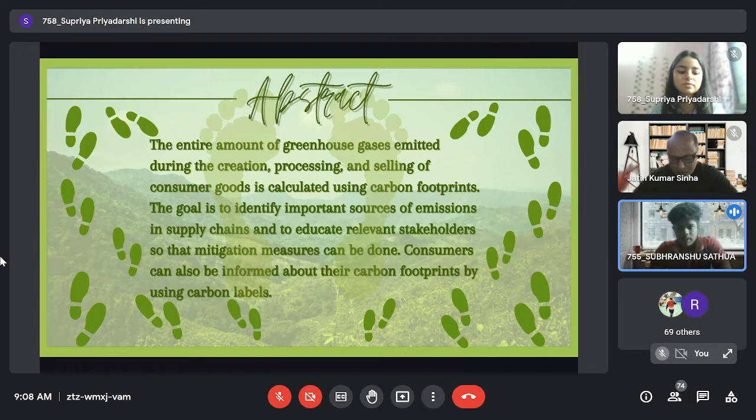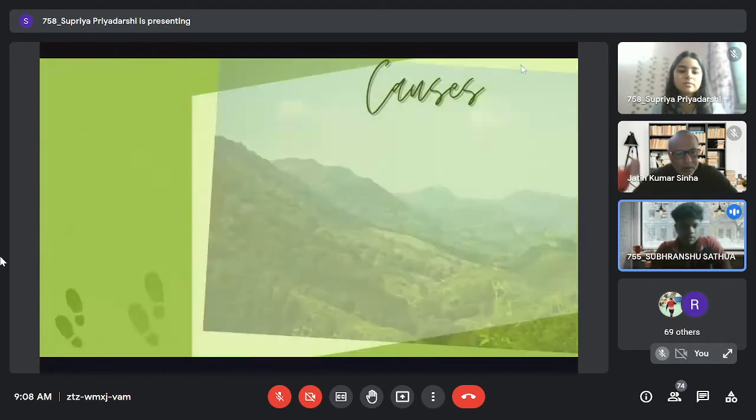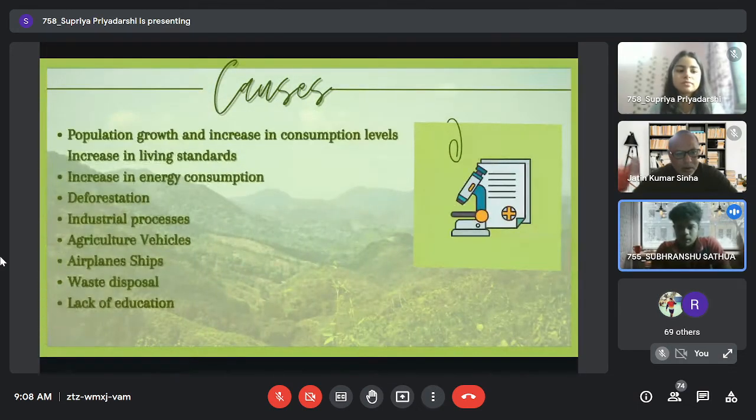A carbon footprint is the total greenhouse gas emissions caused directly and indirectly by an individual, organization, event, or product. So causes are population growth, increase in consumption level, increase in living standard, increase in energy consumption, deforestation, industrial processes, agriculture, vehicles, airplane, ships, waste disposal, lack of education, etc. Now I would like to explain the above points briefly. Population growth and increase in consumption level.